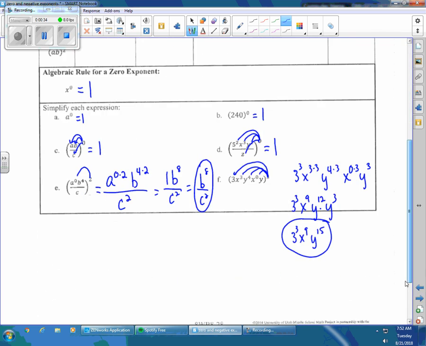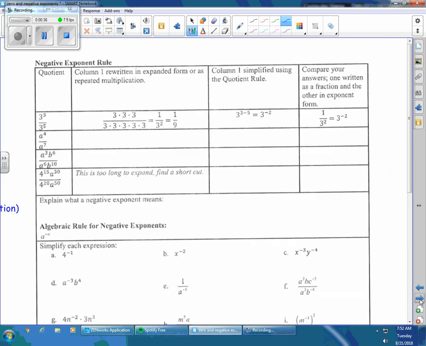This page we went through and we talked about it together, and then we got to this page, the negative exponent rule, and we didn't have time for it. So today we're going to pick up, or this lesson, we're going to pick up with the negative exponent rule. And we're going to look at the first example here, which they've done for us as a way of modeling how to do the rest of it.